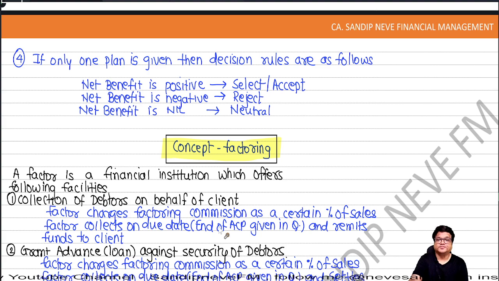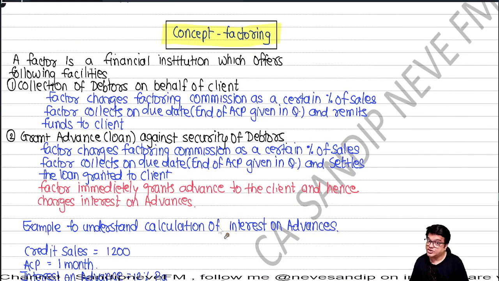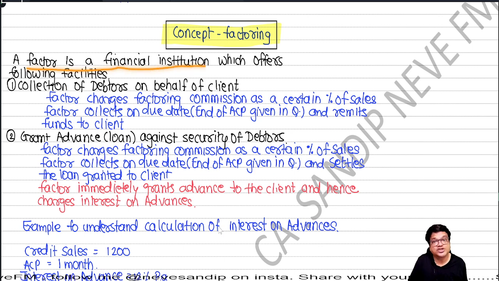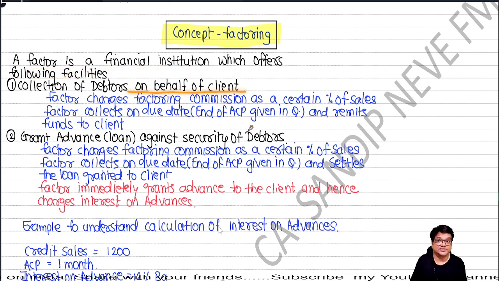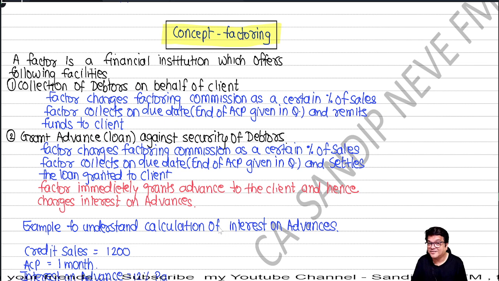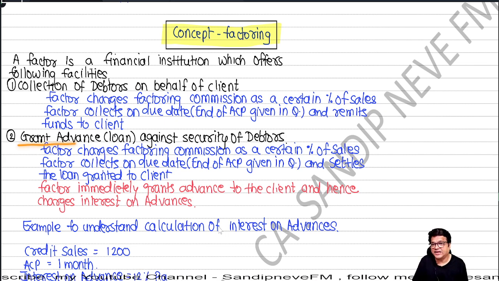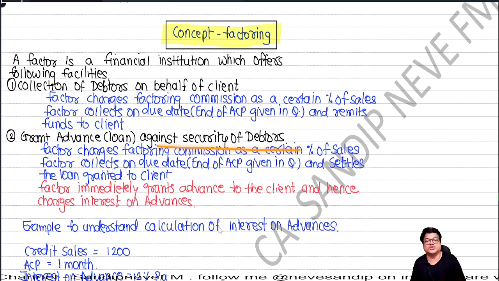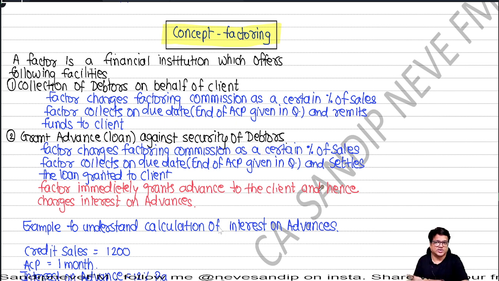Then we get introduced to one more concept, people. Factoring. Who is a factor? A factor is a financial institution which offers the following facilities: collection of debtors on behalf of the client, very much similar to bills of exchange sent to bank for collection, and granting advance or loan against the security of debtors.